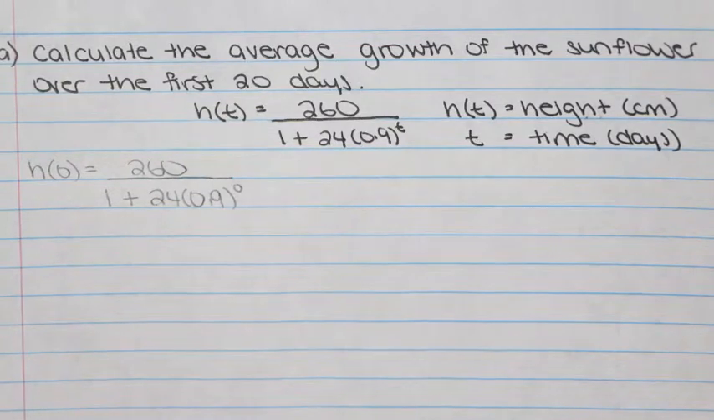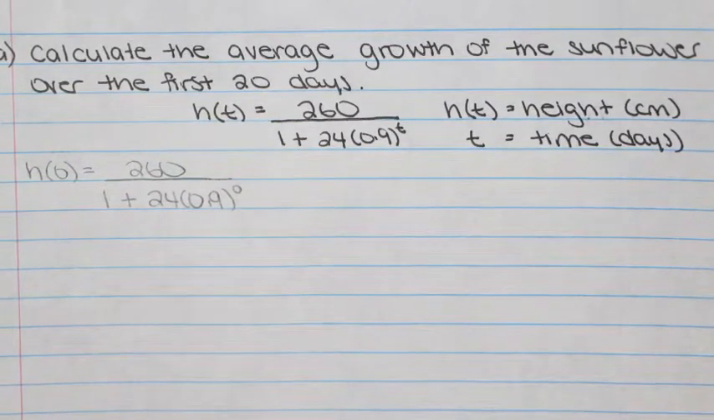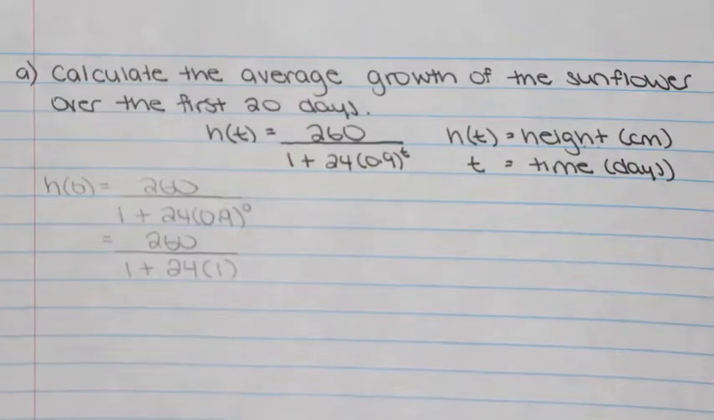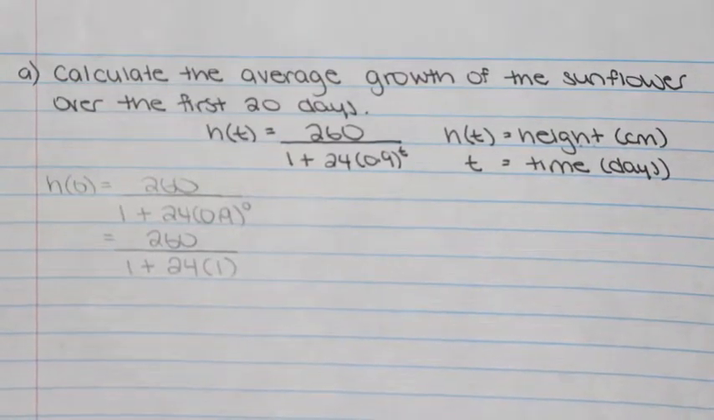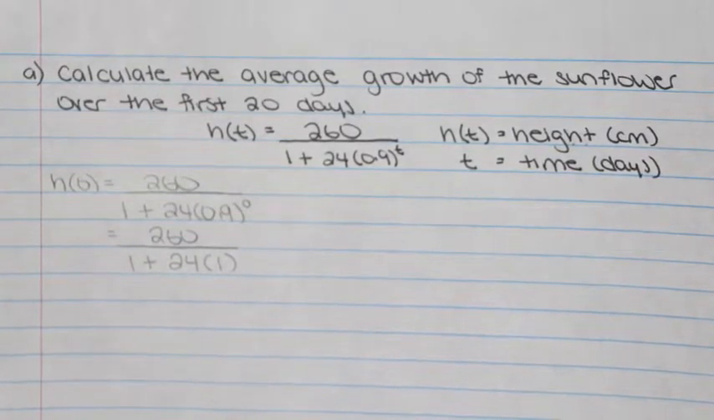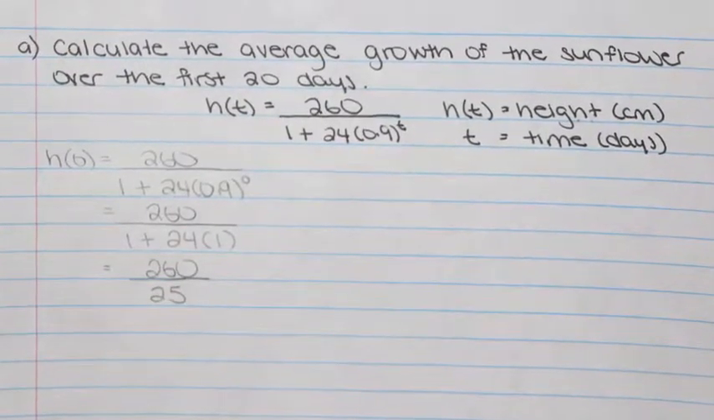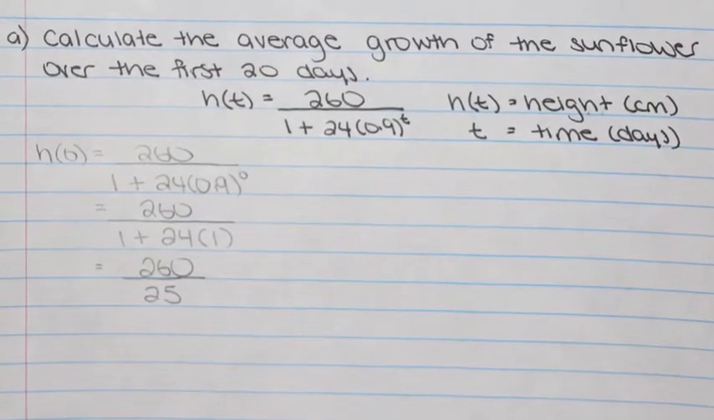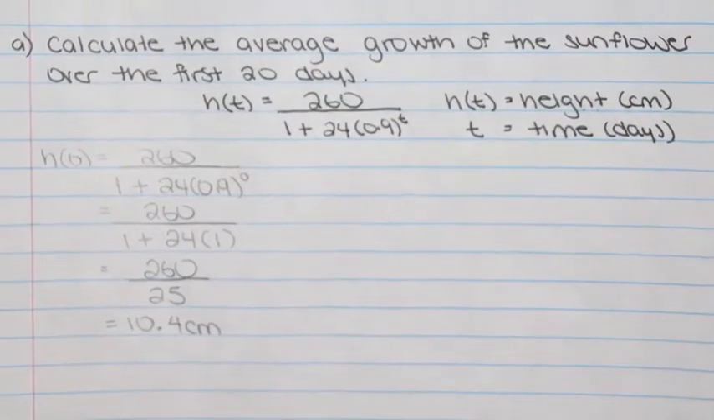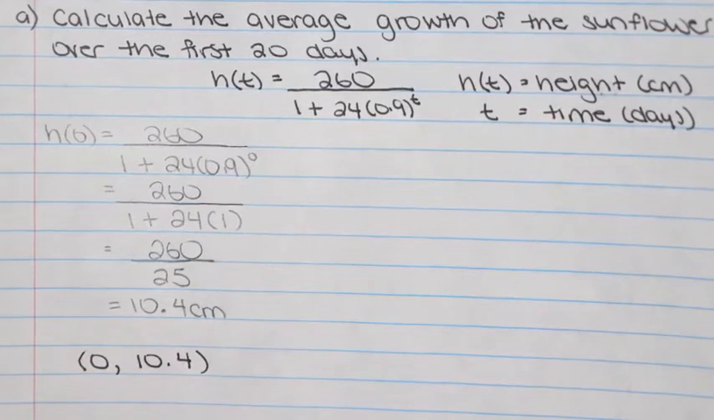h of 0 is equal to 260 over 1 plus 24 times 0.9 to the power of 0. Exponents are solved first, and since 0.9 to the power of 0 is equal to 1, the function simplifies to 260 over 1 plus 24 times 1. When you add the values in the denominator, it becomes 260 over 25, which is equal to 10.4. Therefore, the coordinates of this point are (0, 10.4).